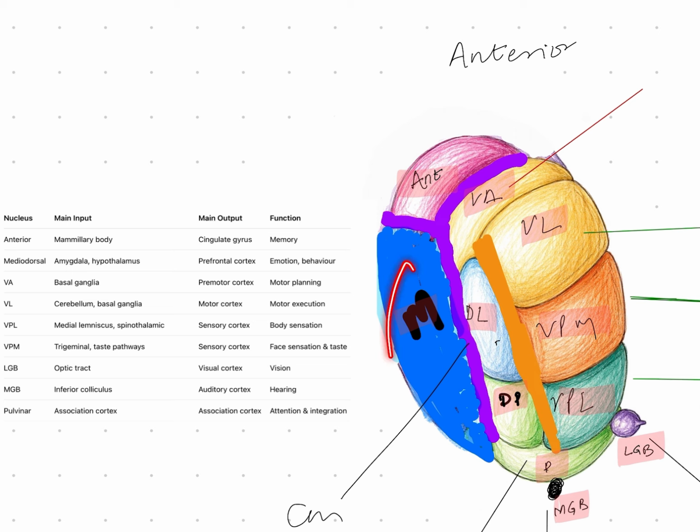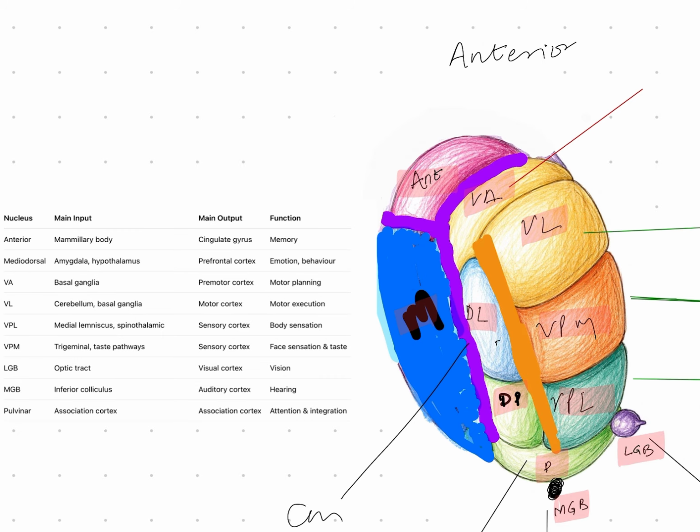And then the medial group, so that is medial dorsal. So this takes input from the amygdala and hippocampus, and output is the prefrontal cortex, and it is associated with emotion. So we'll go here, amygdala and hippocampus, go to the prefrontal cortex, so the function is behavior, executive function, emotion, personality. So the medial dorsal, that's why this is big, and it is associated with the personality and behavior of the patient.